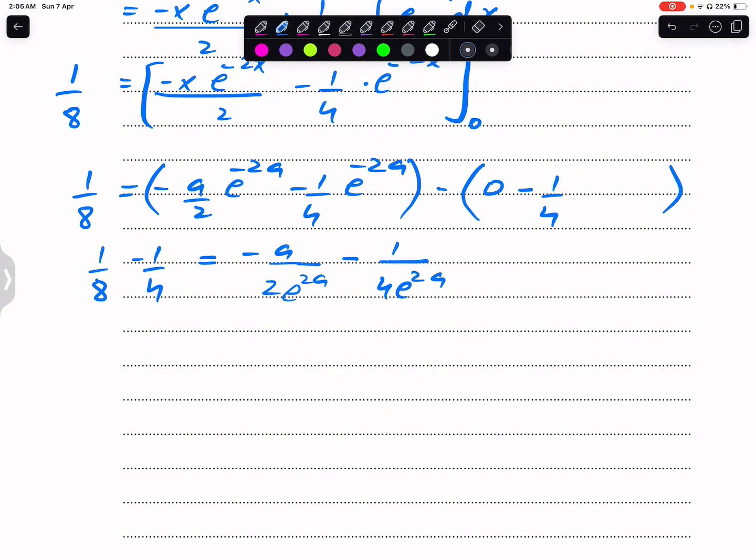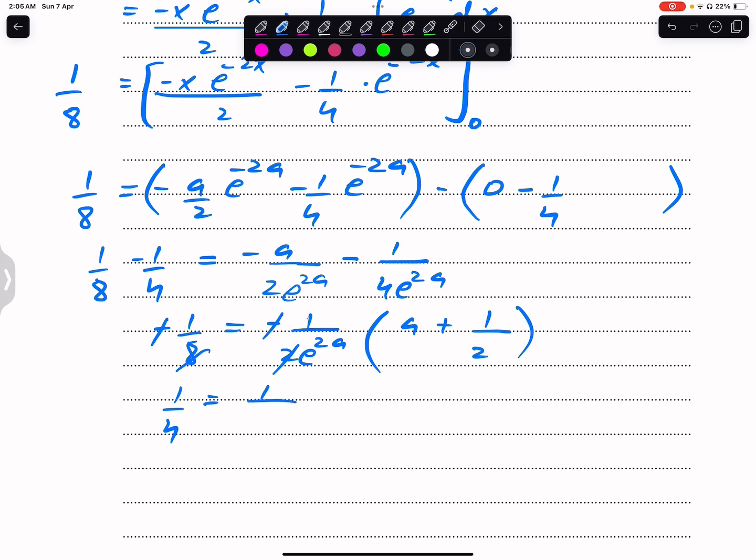Then 1 over 8 minus 1 over 4 is minus 1 over 8, using calculator. And then take 2 e raised to power 2a common. So inside will become minus a minus. Also take minus common, so a plus 1 over 2. So we can cancel these 2 minus and 2 with 8. So 1 over 4 is equals to 1 over e2a, and take LCM inside, 2a plus 1 over 2.